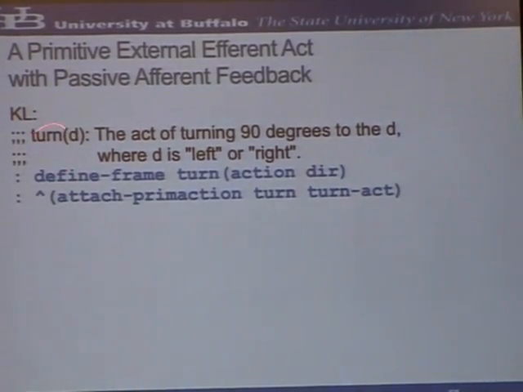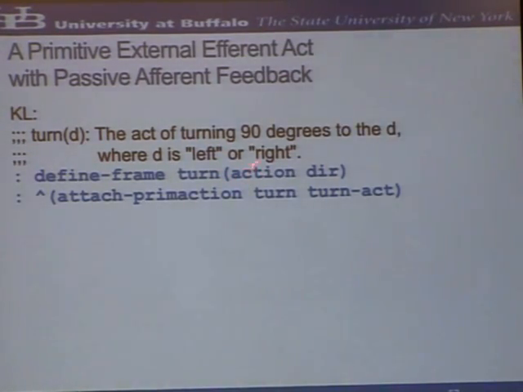At the knowledge layer, I'm going to define a frame for turn. And this is how it knows, so it will put turn in the action slot and the direction, left or right, in the direction slot. I guess these are other individual constants that I forgot to mention before. My bad.